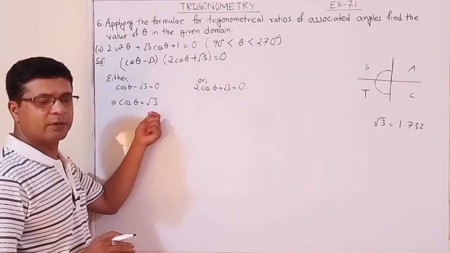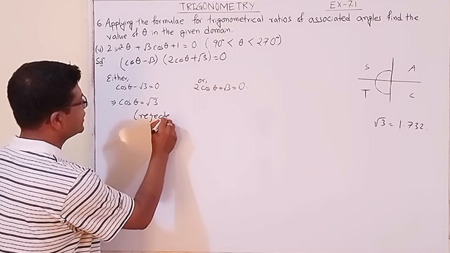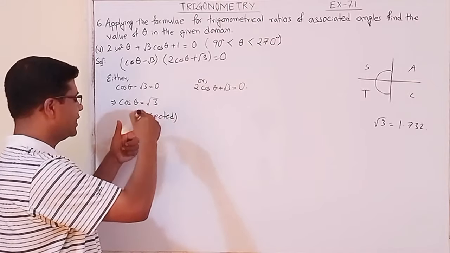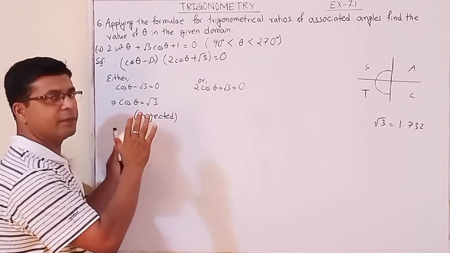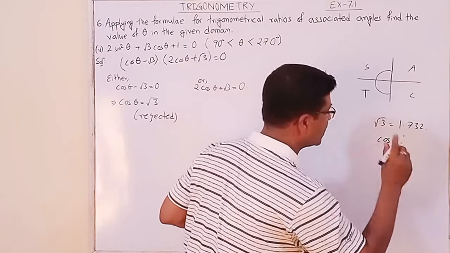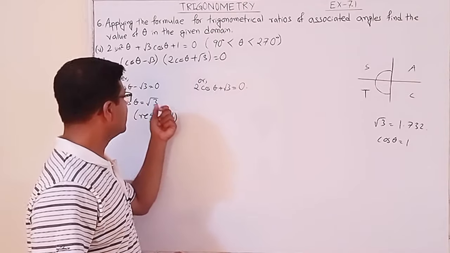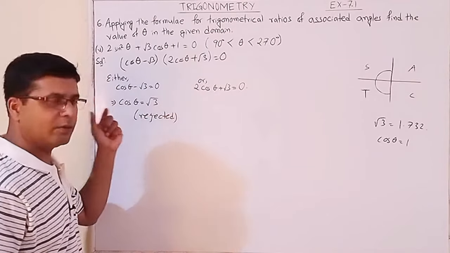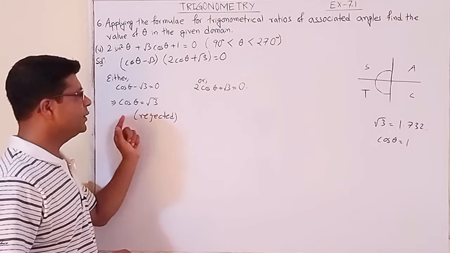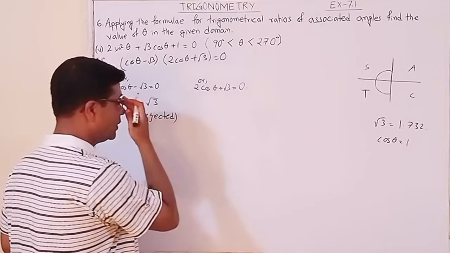Okay, that means this value is wrong. Got it? So we will reject it. This is rejected because this value exceeds the maximum value of cos theta. Always remember this, if you can follow the table, the maximum value of cos theta is 1, but this is more than 1. So something went wrong while taking the equation. So this value we have to reject. This is rejected.